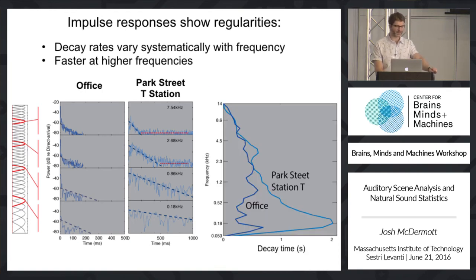We can also then look at the decay rate. So those are like the slopes of these lines. And so that's what's plotted here for these two examples. So again, the y-axis is showing frequency and the x-axis is showing the decay time. And when you look at impulse responses in this way, you again see some consistency. So there's some variation from room to room, but you always see that the high frequencies tend to decay a lot faster than the low frequencies.